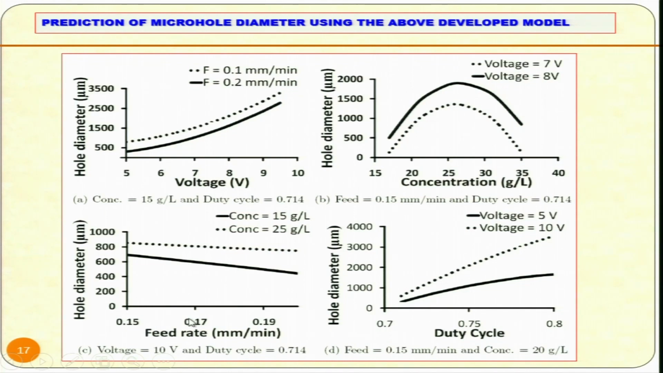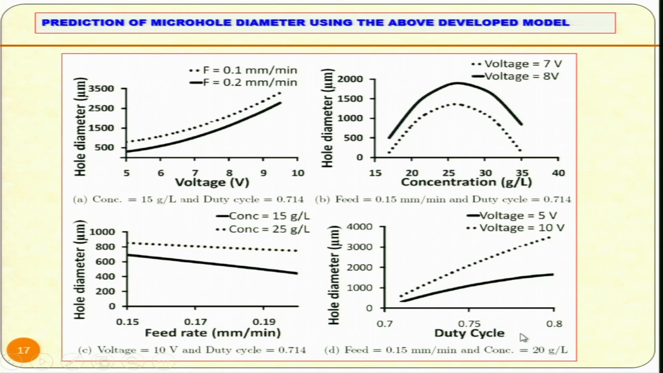Then feed rate, as I have explained earlier: the lower the feed rate, the higher will be the diameter of the hole being drilled. Or you can see as the feed rate is increasing, hole diameter is decreasing. This is with 15 gram per liter concentration, this is with 25 gram per liter concentration. As we have seen, beyond 25 it will start decreasing the conductivity of the electrolyte, so the hole diameter also will start decreasing.